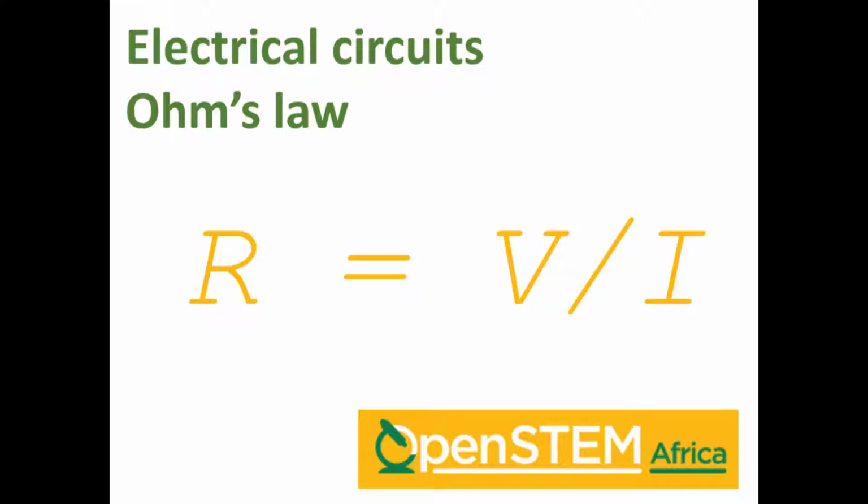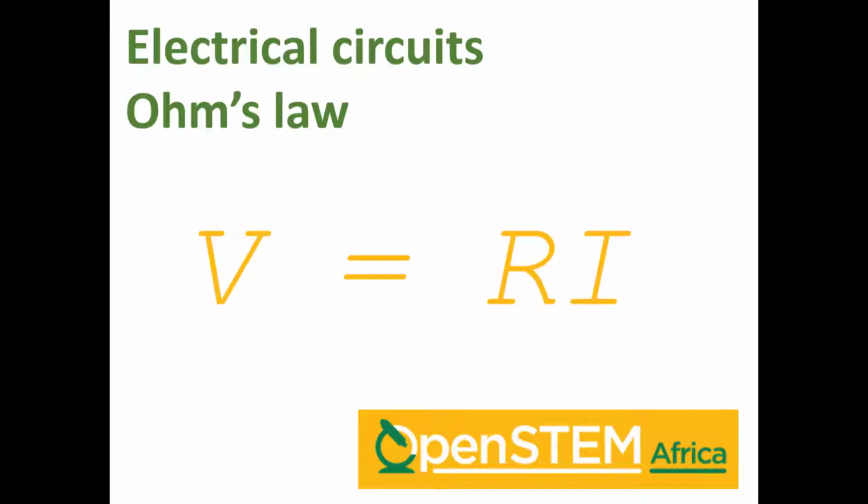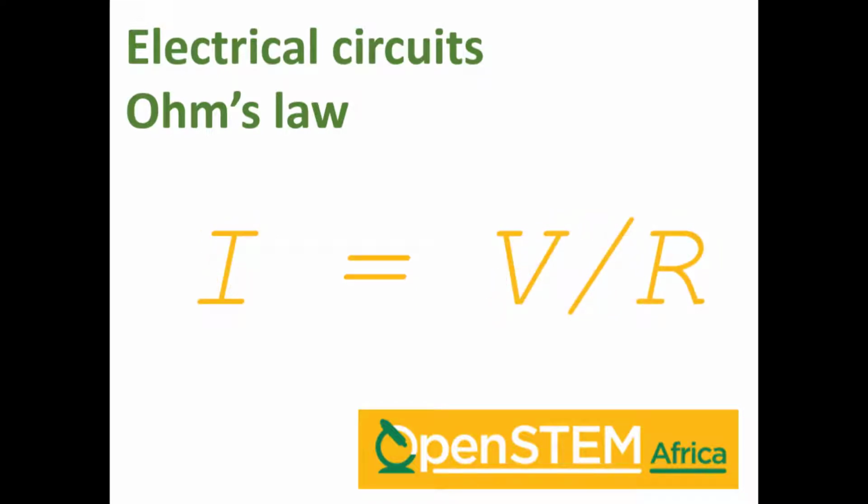This equation can be rearranged so that if you know two of the values, you can use them to calculate the third. The units used in this calculation are ohms for resistance, volts for voltage, and amps for current.